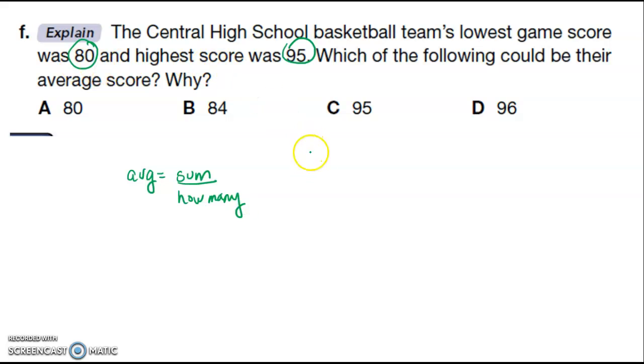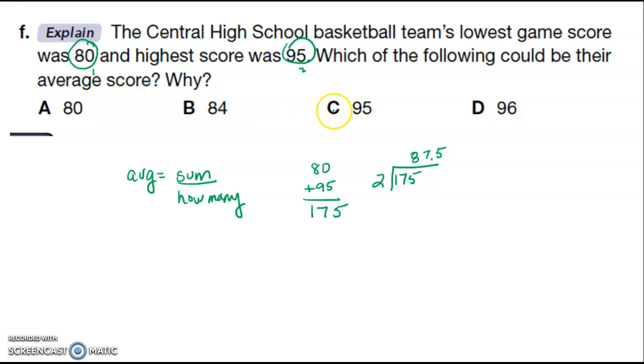But let's go ahead and take the average of what we have. So we have 80 plus 95. And then we're going to divide that by 2, because that's how many we currently have. I'm sure they played more than 2 games. So 175 divided by 2 is 87.5. Okay, so 88-ish.